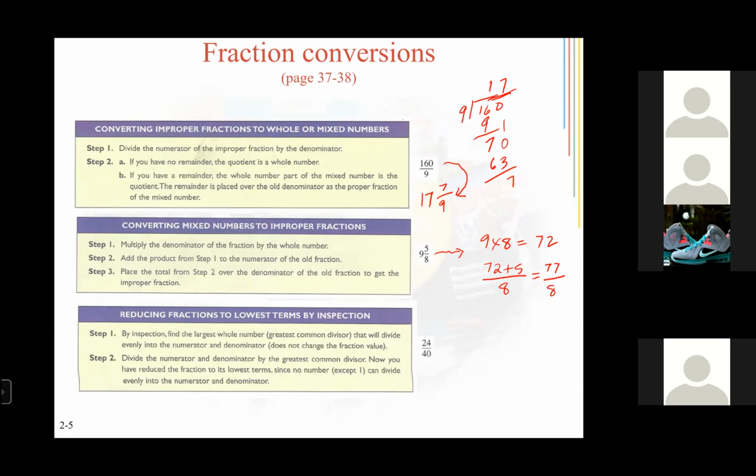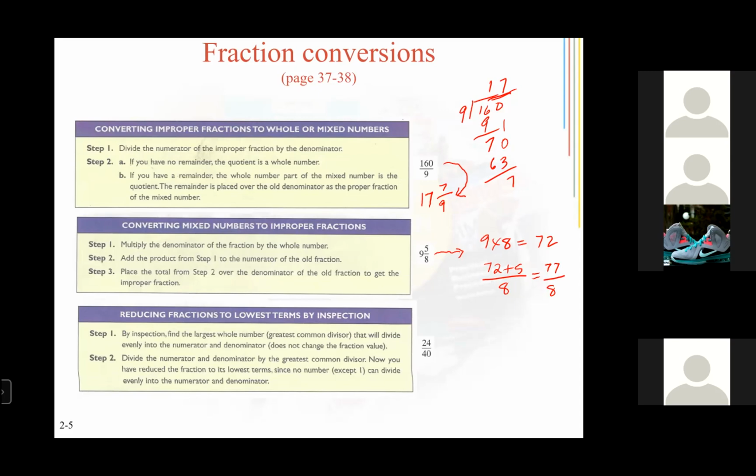All right, so another form of conversion is to convert your fraction into a lower term. Sometimes you get fractions and they are not in lowest terms. And it is useful to be able to convert to lowest terms when you are working with fractions. So how would you go about writing this fraction 24 over 40 in lowest terms?